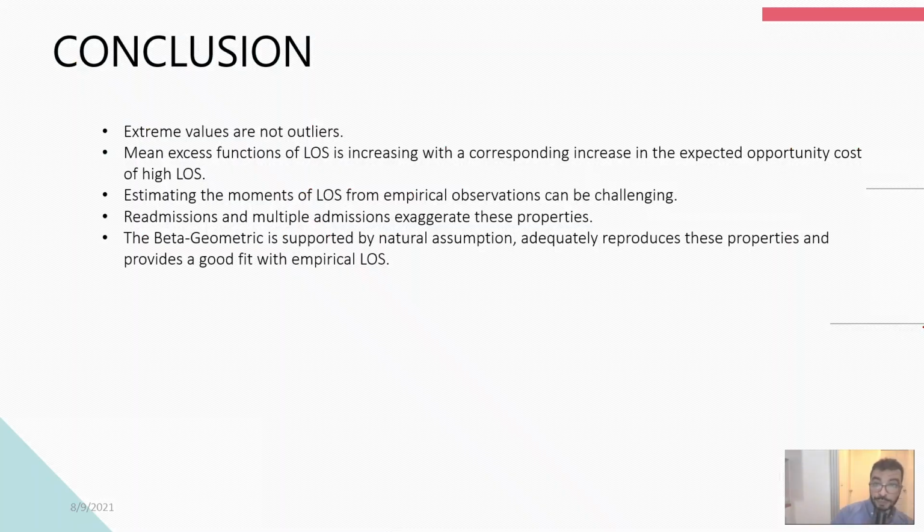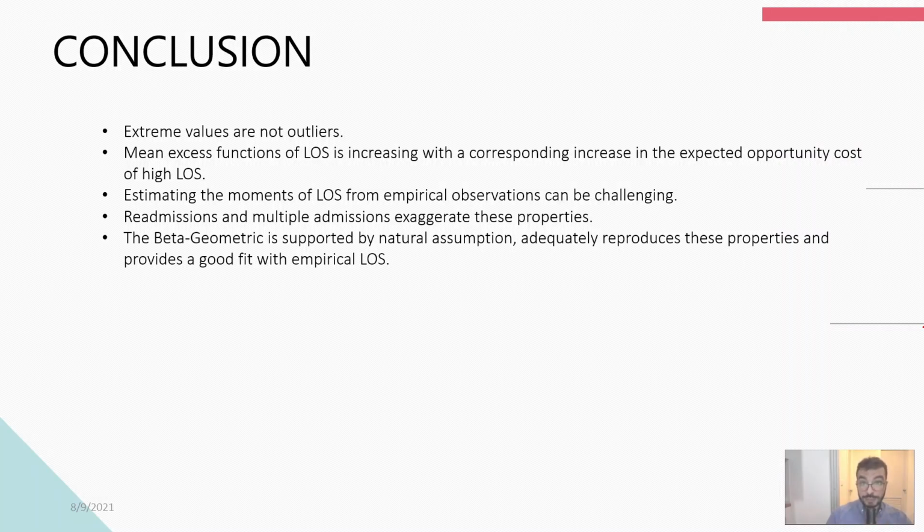So in conclusion, I would say that extreme values determine many important statistical properties of length of stay. They are not to be discarded as outliers, which is something we may not see when dividing data by diagnosis-related group. We have also seen that the longer a patient has stayed, the longer their expected residual length of stay, with a corresponding increase in the opportunity cost of long stays. We have highlighted some practical difficulties in estimating the moments of length of stay from empirical observations due to the slow convergence of the law of large numbers.